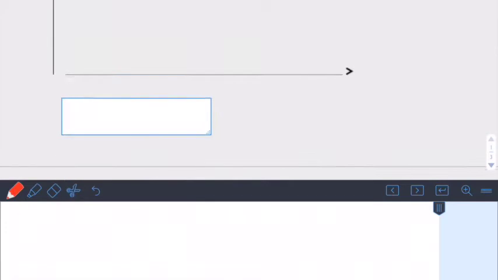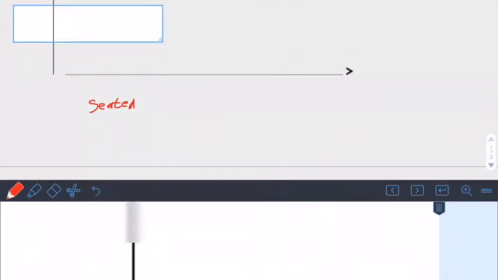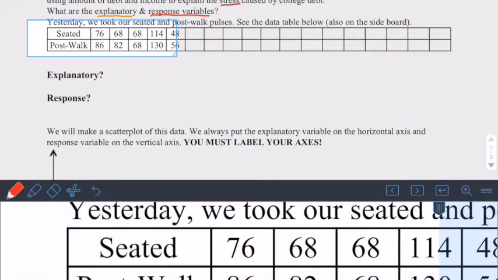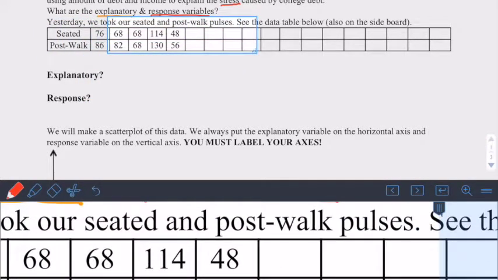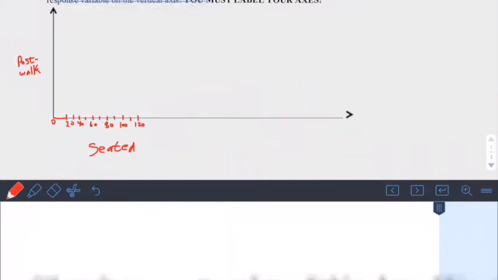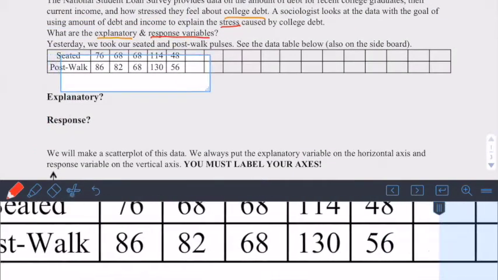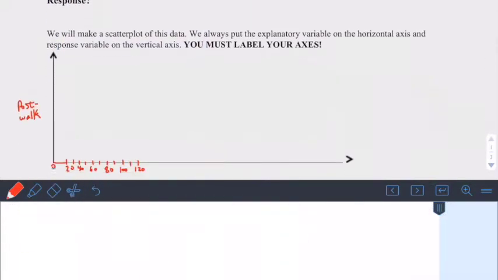So we'll put our seated as our explanatory and our post-walk as our response. Looking at our data, we got 76, 68 to 114. 48 is the smallest. And then our post-walk, we have 56 as our lowest and 130 is our highest.